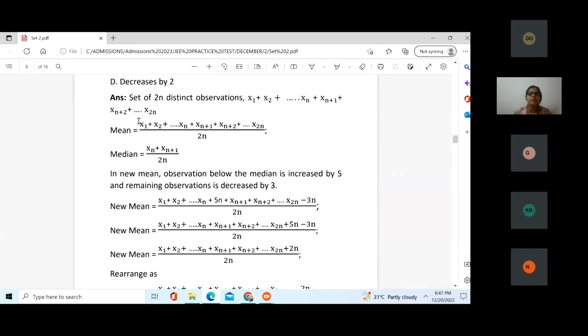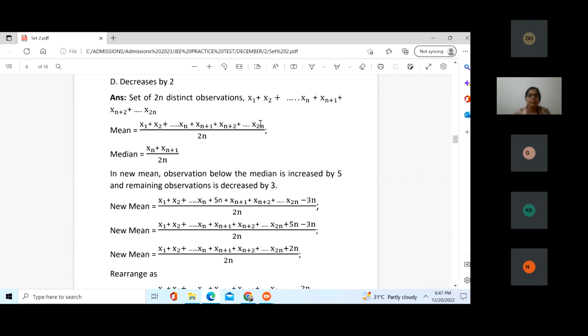Here, in the new mean, observations below the median are increased by 5 and all the remaining observations are decreased by 3. So all the observations below the median are increased by 5: x1 is increased by 5, x2 is increased by 5, x3 is increased by 5, up to the median. After that, all the remaining ones, xn plus 2, xn plus 3, etc., up to x2n, are decreased by 3.